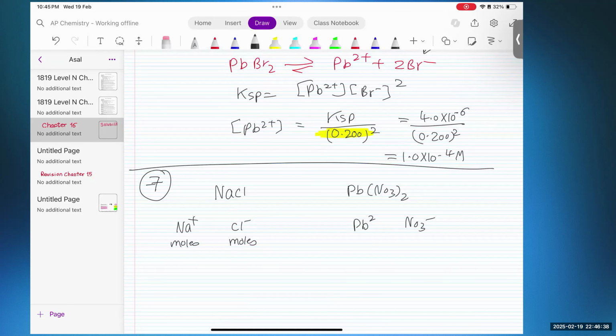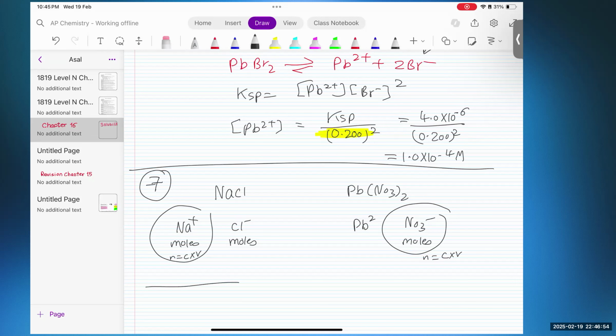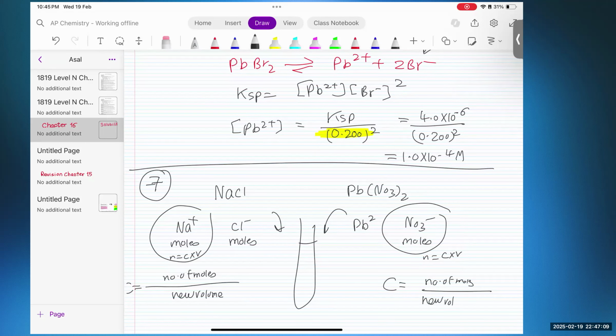For these two, there will be no problem because they don't react to form a precipitate. All you want to do is get the number of moles, n = C multiplied by V, and then divided by the new volume to find the concentration: number of moles over the new volume after mixing them together, removing them and putting them in a new test tube. The new volume is 0.5 liter plus 0.5 liter, which is 1 liter.